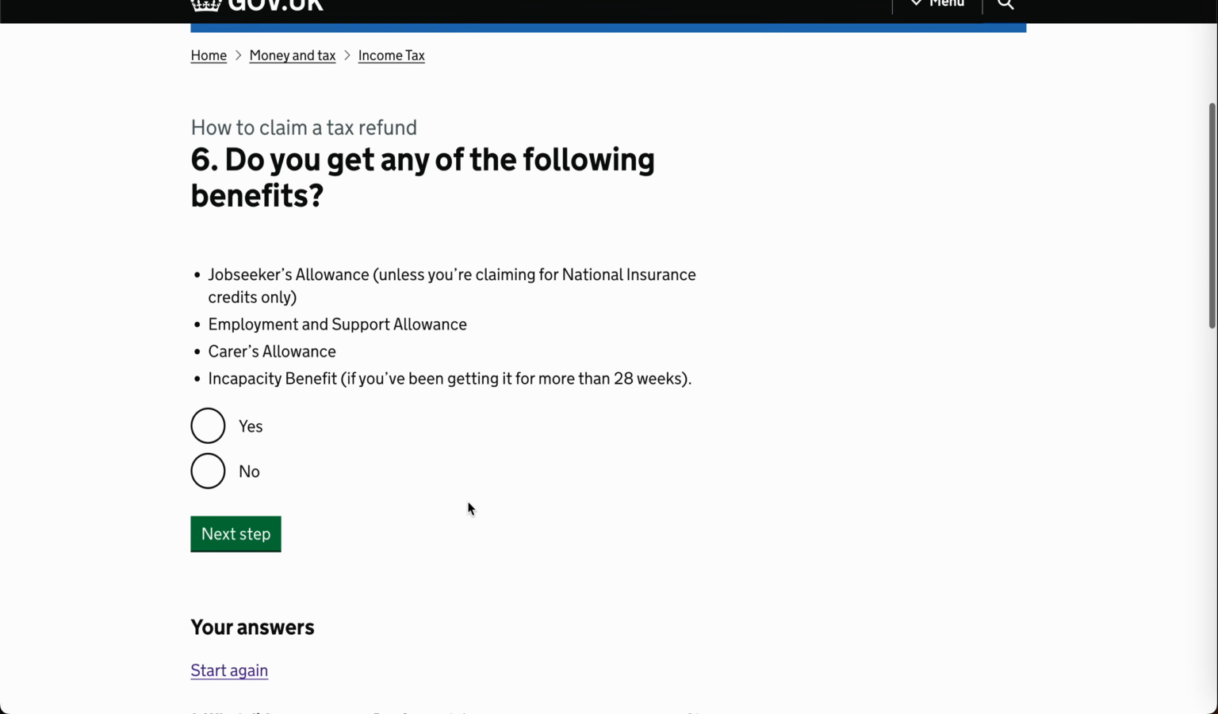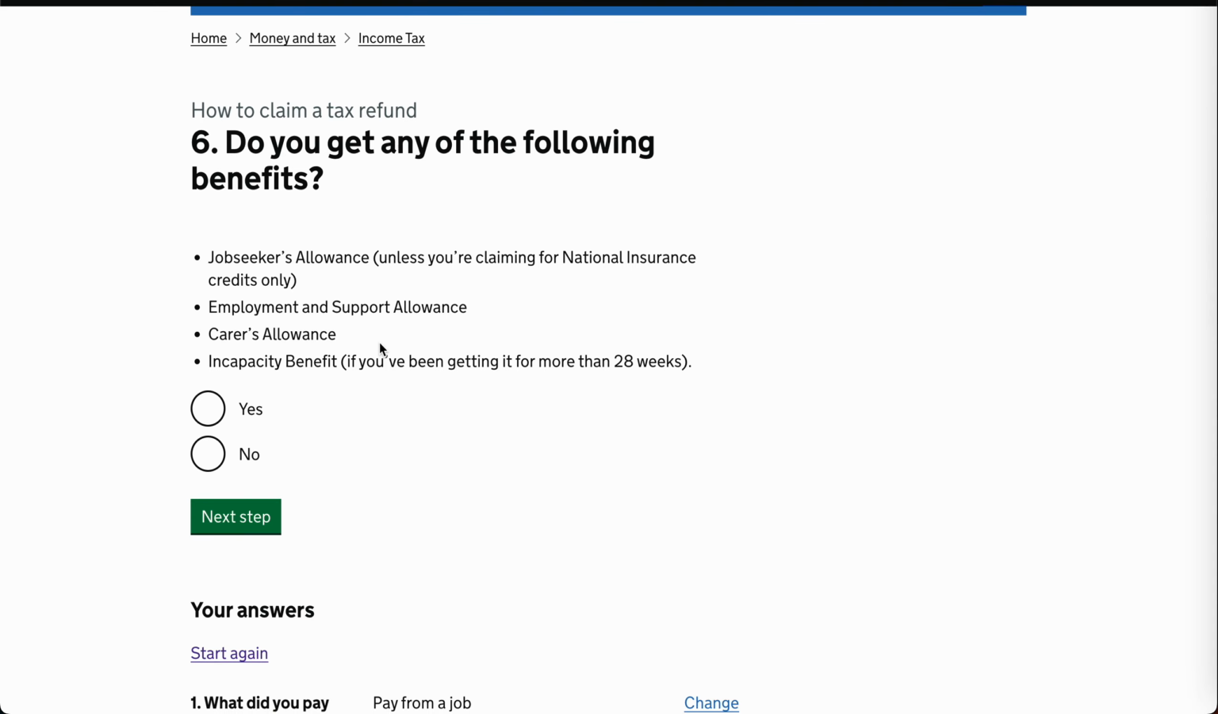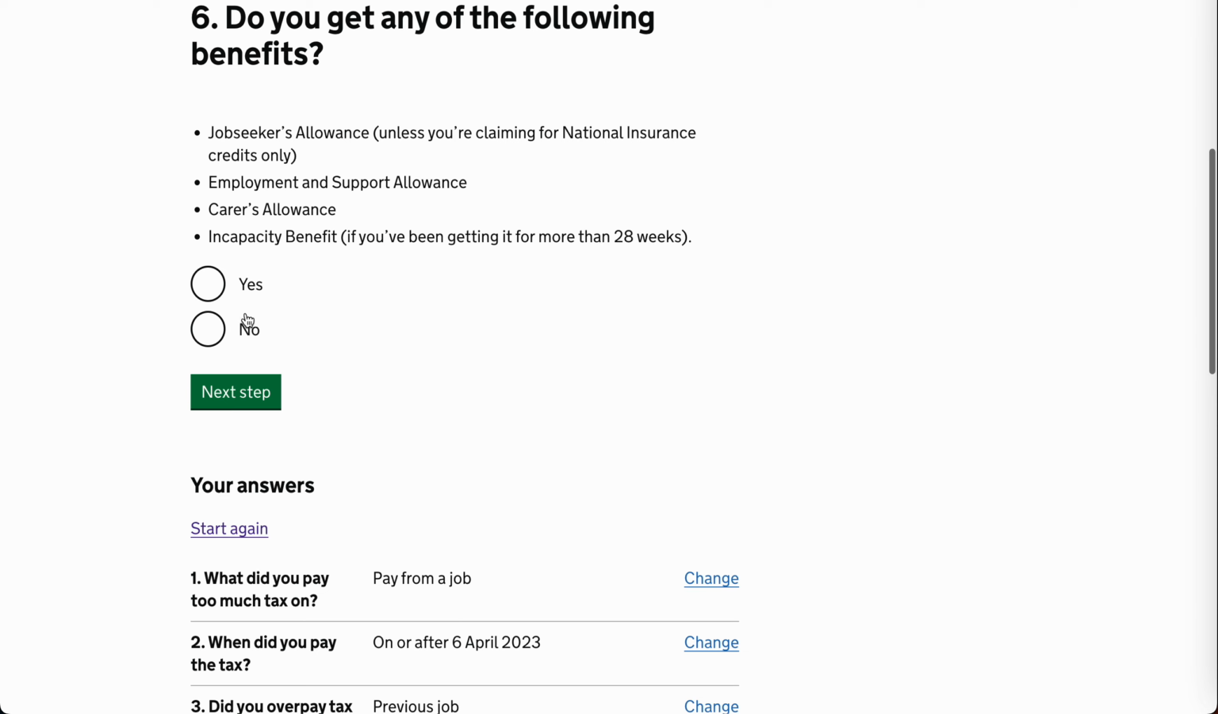Do you get any of the following benefits? Jobseeker's Allowance, where you get benefits from the government while trying to find a job. Employment and Support Allowance, again when the government gives you money to support you. Carer's Allowance, if you're looking after an elderly relative, so the government subsidizes you a little bit of money. Incapacity Benefit, if you become injured in an accident at work or in your personal life, where you get money to sustain yourself. In this case, I'm going to say no.